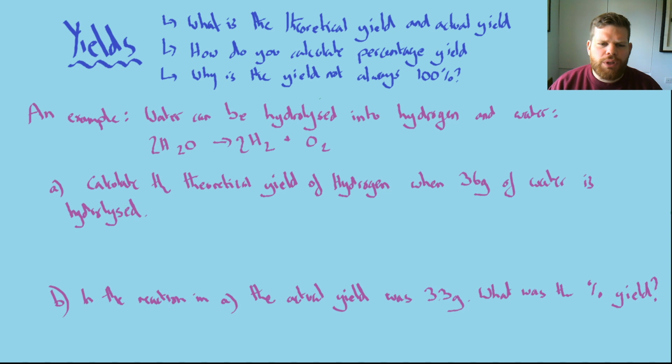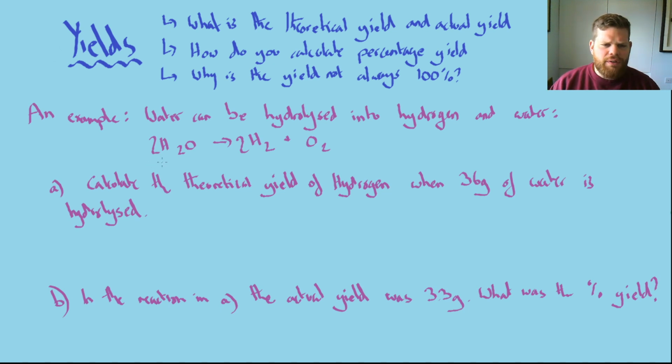So here's an example. Water can be hydrolyzed into hydrogen and oxygen by the equation 2H2O goes to 2H2 plus O2. First part of the question: calculate the theoretical yield of hydrogen when 36 grams of water is hydrolyzed. And then the second part is, in the reaction in part A, the actual yield is 3.3 grams. What is the percentage yield? Really standard question on percentage yield. So what I'd like you to do, have a go. Pause the video, see how you do, and we'll talk about it afterwards.